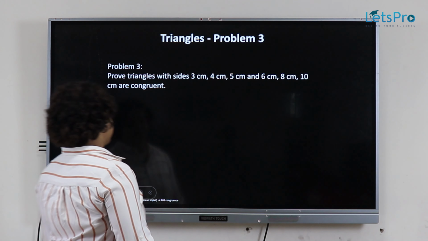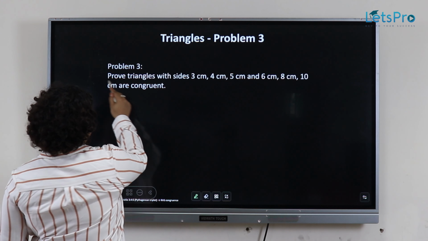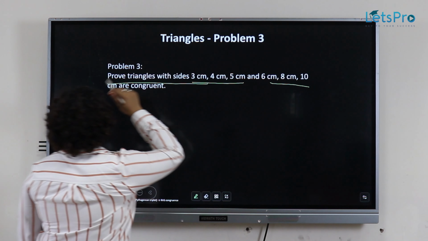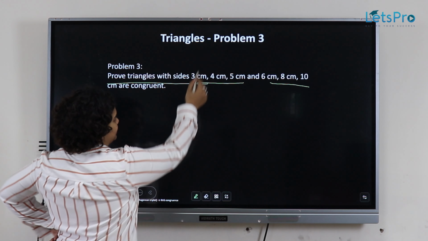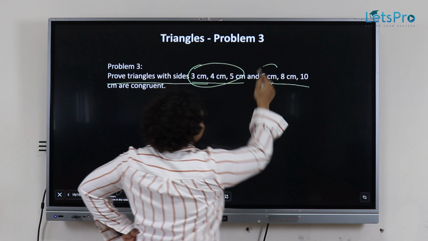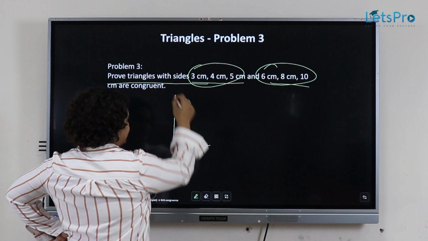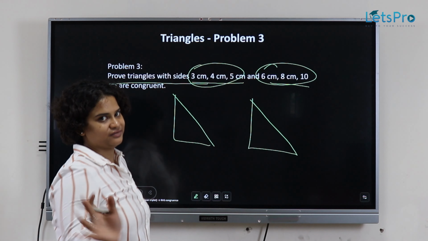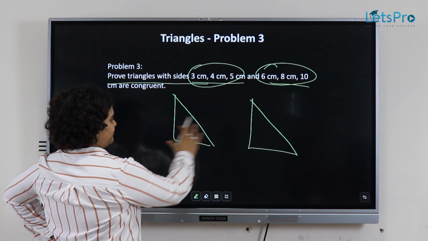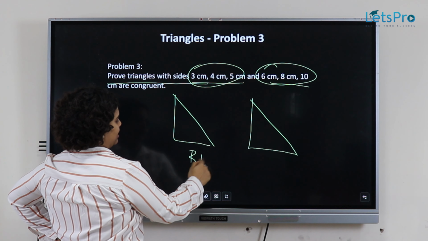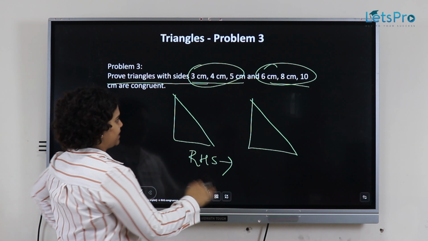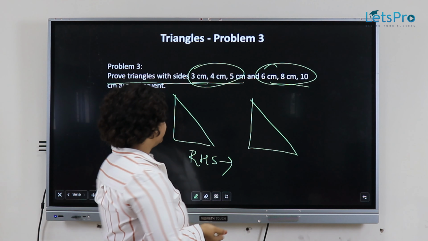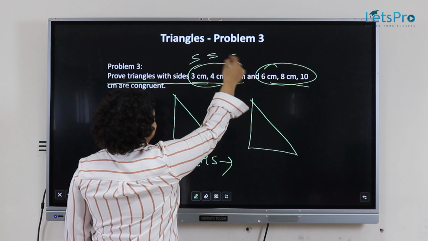Now here, prove triangles 3 centimeters, 4 centimeters, 5 centimeters and 6, 8, 10 are congruent. Now if you see, this is a Pythagorean triplet and this is also a Pythagorean triplet. Congruence meaning you keep one on top of the other, the below one is not visible. That's it, very simple. If these two are congruent, we can say RHS congruency. From there, we can say they are congruent. As simple as that. Okay, SSS postulate, simply S, S and S.